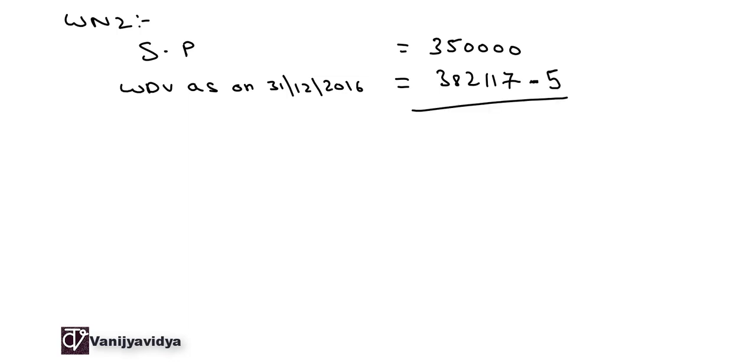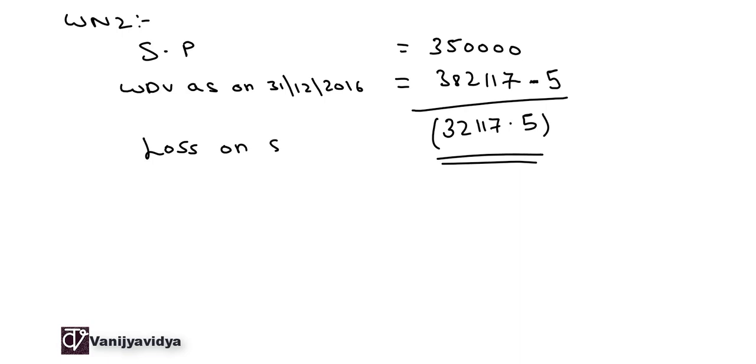So if you see, WDV is greater than sales proceeds. So whatever is the difference is the loss on the sale of asset, which is 32,117.5. Now we have calculated everything. We have calculated depreciation for every year. We have calculated loss on the sale of asset.